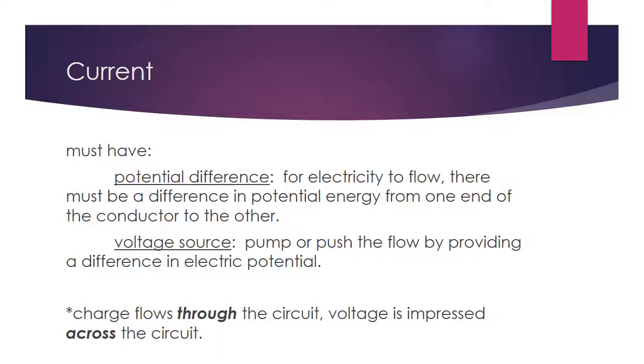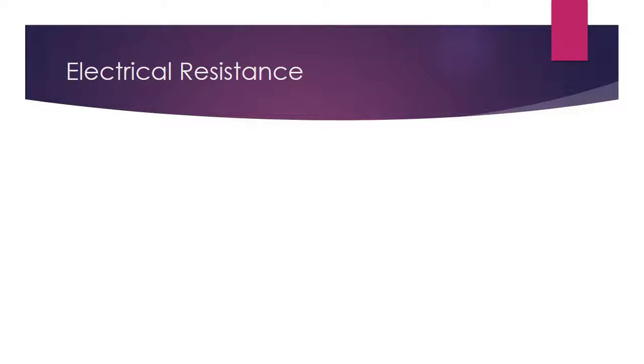So keep in mind that charge flows through the wire and voltage is pressed across it. The charge is what's going in the circuit, and the voltage, you push that across it to make the charge move. Okay? So don't ever say that voltage is flowing through the circuit, because voltage doesn't flow. Charge flows.